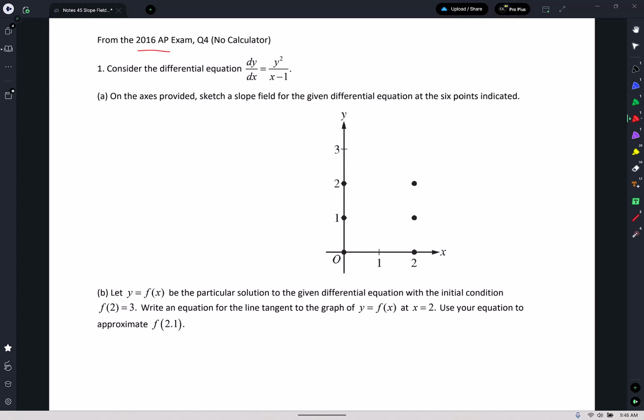Hope and pray that they do give us one, because usually this is the highest scoring one, usually. So hope and pray that they give you one. I don't think they will, but hope and pray that they do.